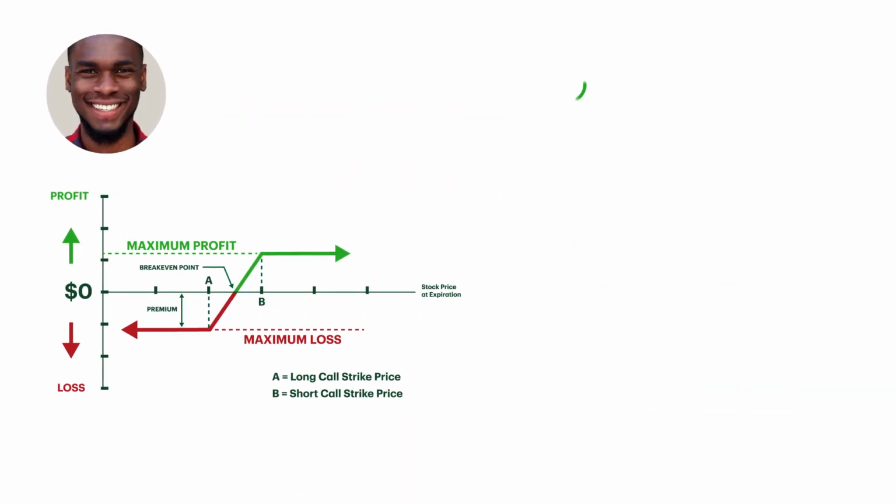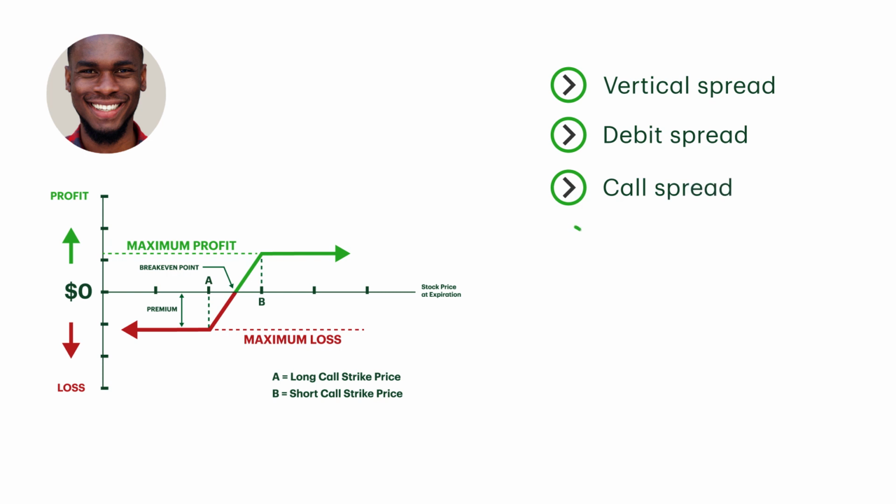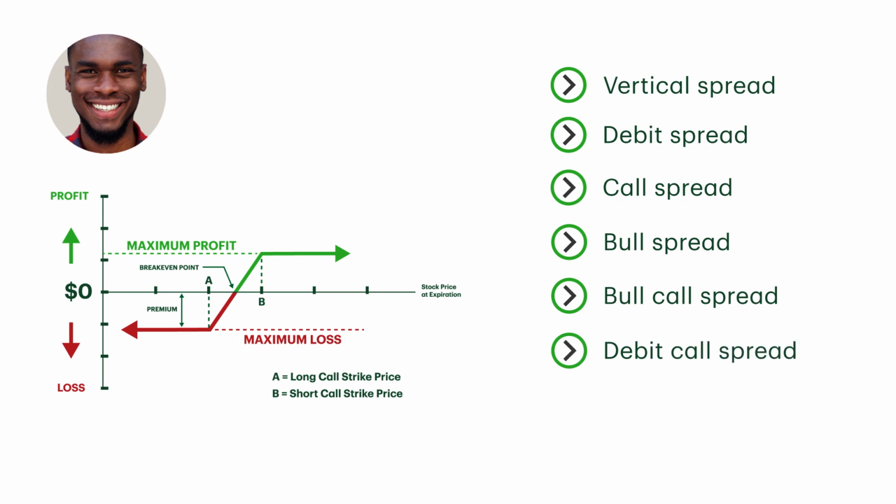In summary, Jack's trade can be referred to as a vertical spread, a debit spread, a call spread, a bull spread, and even some other combinations as well, like bull call spread or debit call spread. Of course, the same naming conventions can be applied to put spreads as well.